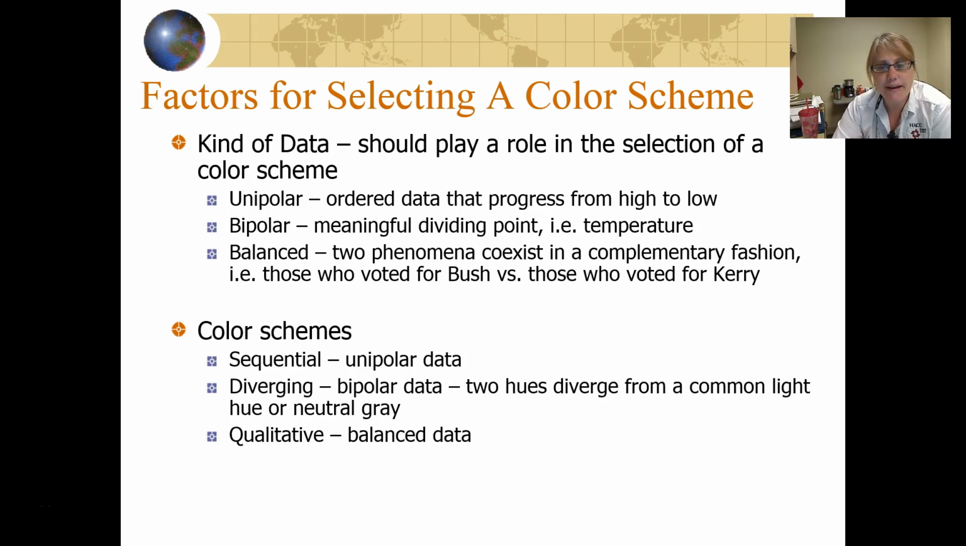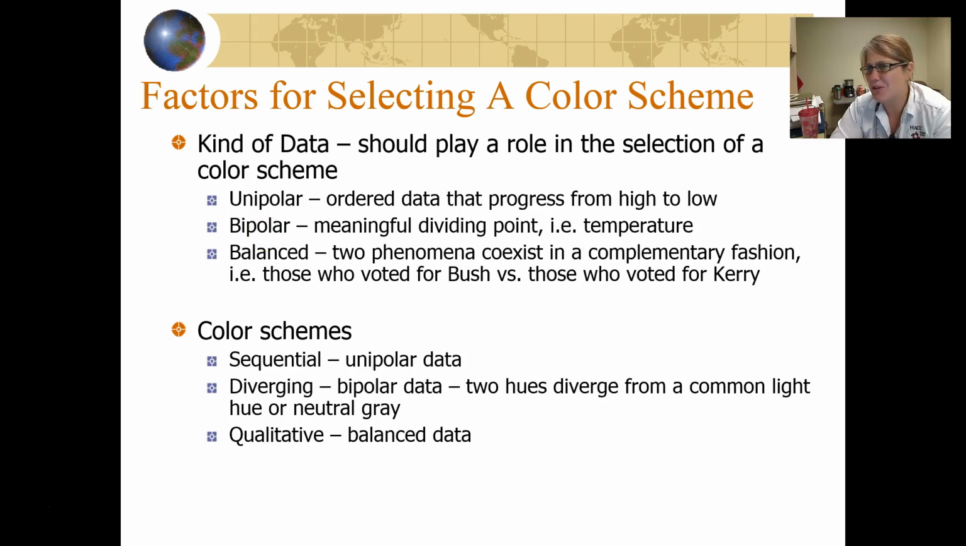So with graduated color maps that we've been making all along, I think we made probably 10 million Pennsylvania population maps over the years. That data is indicative of unipolar data, basically order that progresses from high to low or low to high, doesn't matter which order you put that in. Basically, that is how all the graduated color maps that we've created in the past have been: they progress from high to low. You also have bipolar, which basically has a meaningful dividing point, like temperature.